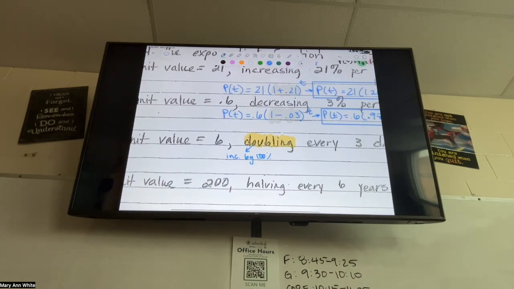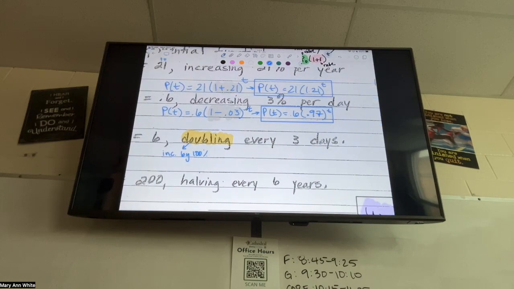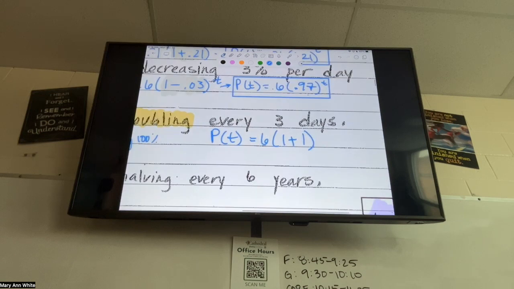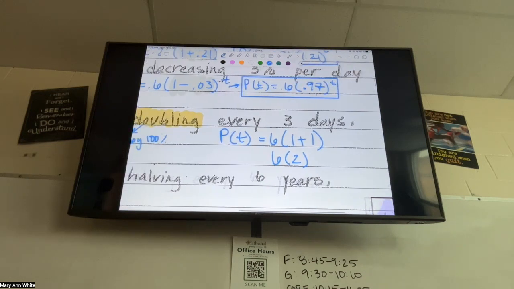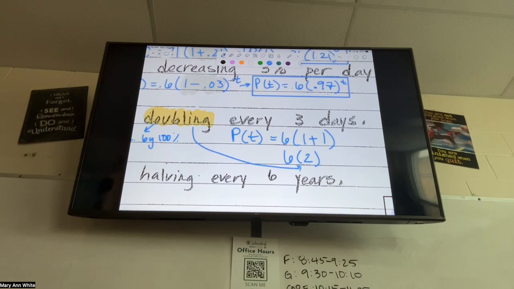Okay, so I only tell you that to help you think about how we write that in this problem. So my initial value is 6. So we'll say P of T is equal to 6. And I'm not going to do 1 plus like 0.21 this time. I'm going to do 1 plus 100%. And what is the decimal version of 100%? 1. 1 plus 1. Now, what is 1 plus 1? 2. Now, sometimes you guys think it's easier to think of doubling as 6 times 2 raised to whatever power. So when you see doubling, you're like, oh, I'm just going to do 2 as the base of my exponent. That is totally fine with me, but I just want you to know why it is like that.